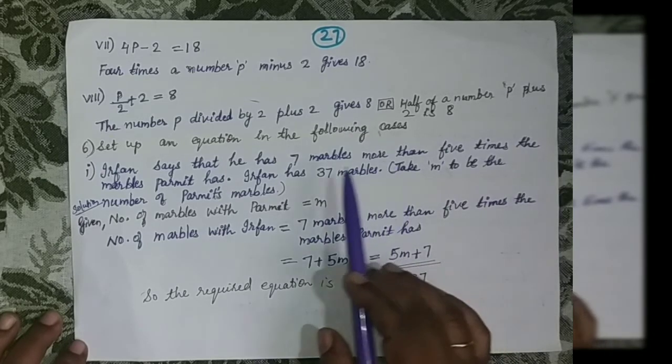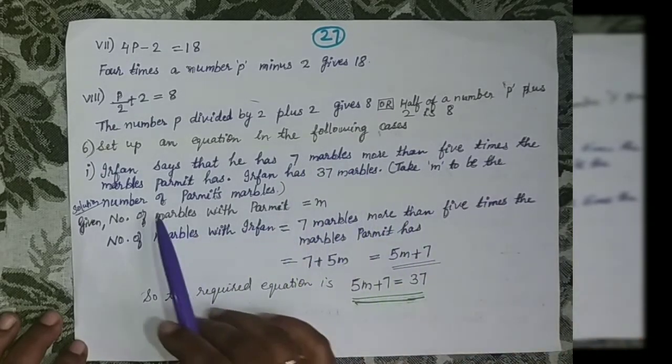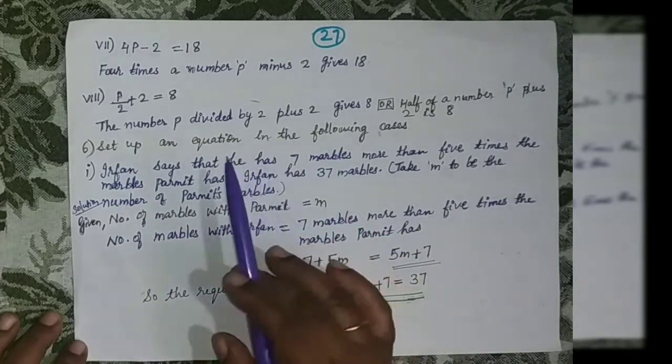So, you can write 5m plus 7 is equal to 37. Let us start to solve it. First we understood how to do it.